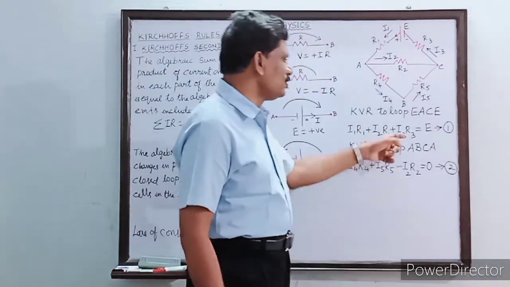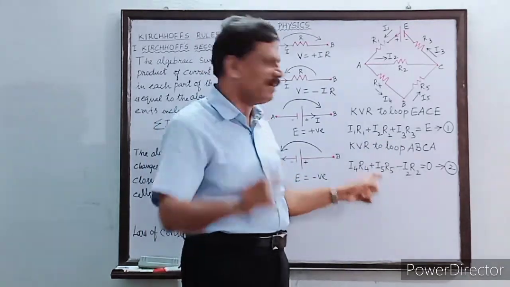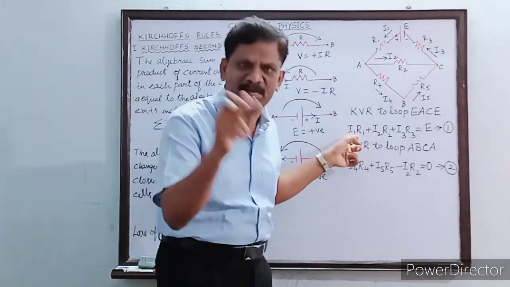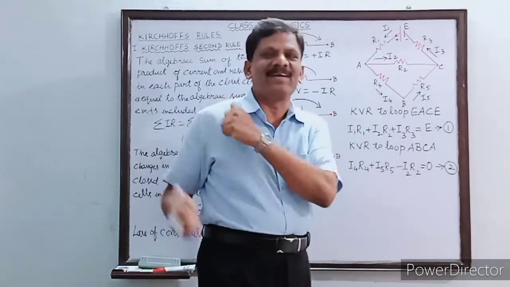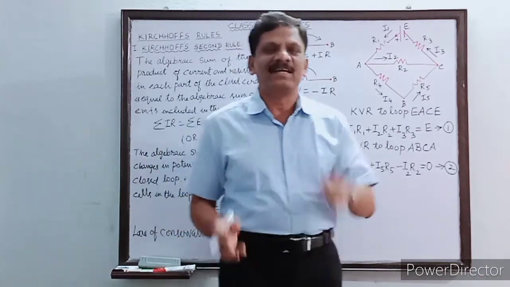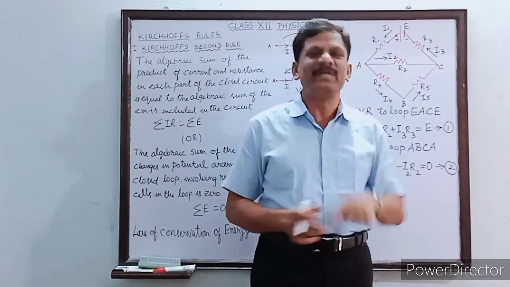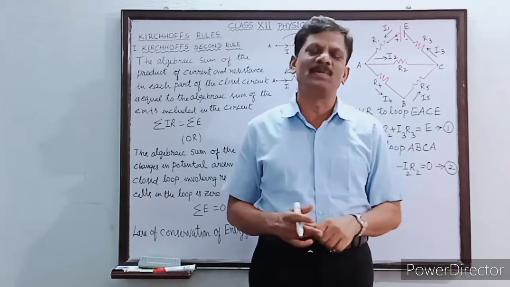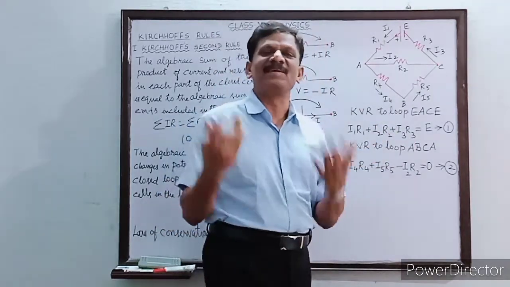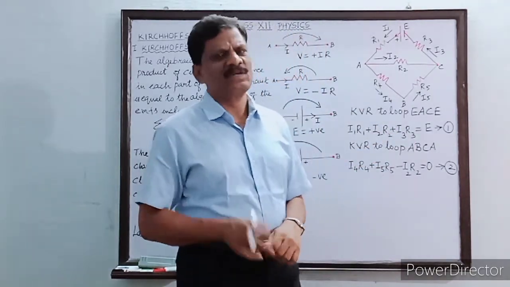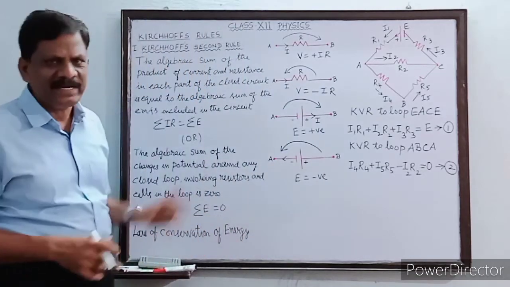So from these two equations, what do we understand? The left hand side is the algebraic sum of the products of current and resistance flowing through a closed loop in a network or circuit. And on the right hand side is the algebraic sum of the EMFs. So this is a better statement, I think. Shall we read it once again?